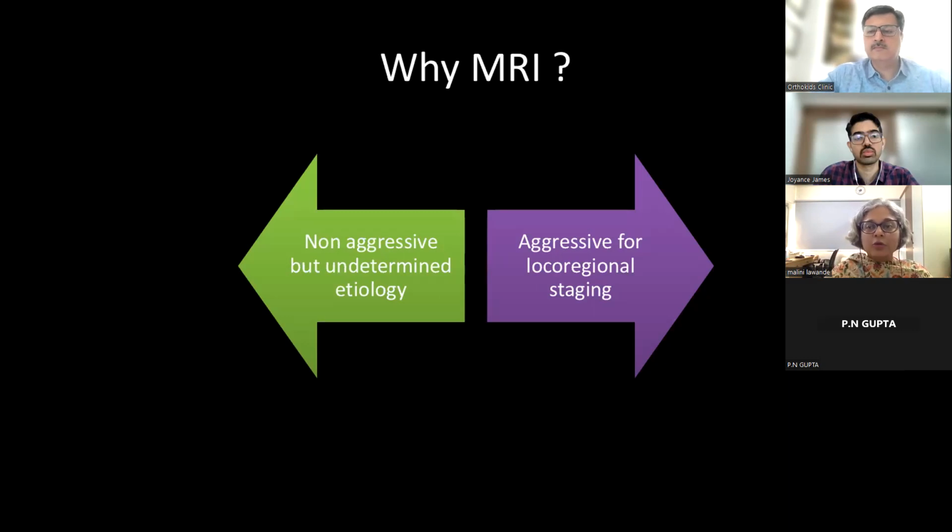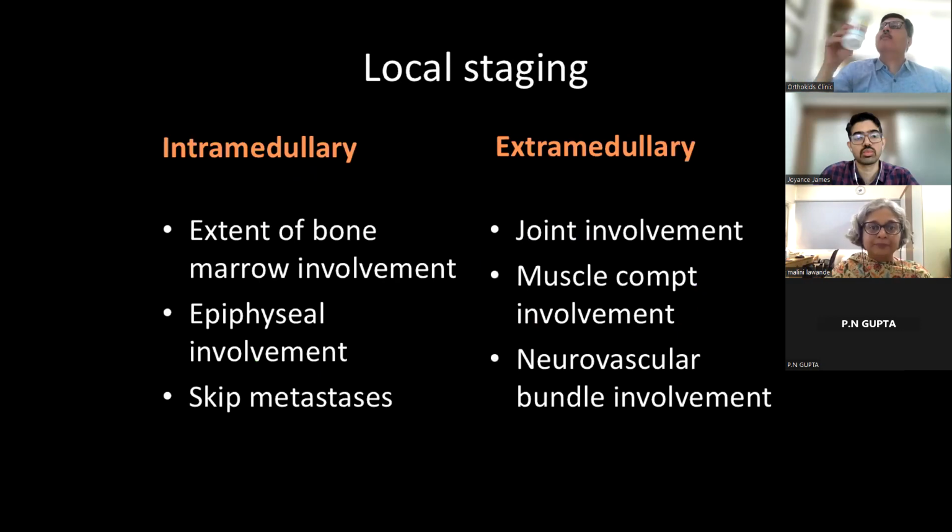Ideally, we would want to do MRI before the biopsy for a few reasons. One, the biopsy can be targeted to the solid component, not to the cystic or necrotic area. Two, the biopsy itself will lead to changes like hemorrhage within the tumor. So ideally, we would want the biopsy to be done after the MRI. In local staging, we are looking at the extent of the marrow involvement. Is the epiphysis involved in children? Are there skip metastases? As well as, is the joint involved, which muscle compartments are involved, and the neurovascular bundle. All of these can be shown very well with MRI.